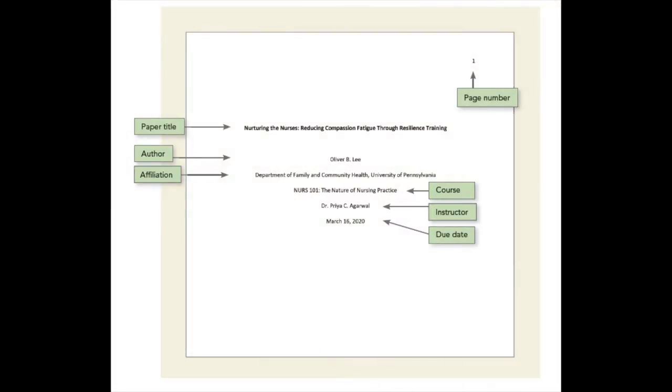Then coming to the student paper. How should the title page of a student paper be? Paper title. It is in title case, centered, bold. Author names, author affiliation. Author name means the name of the student. Okay. Then author affiliation. Then course number and name. Course number, a colon, then the name of the course. After that, the name of the instructor to whom this project or paper is submitted. Then assignment due date. This is the format of a student title page.